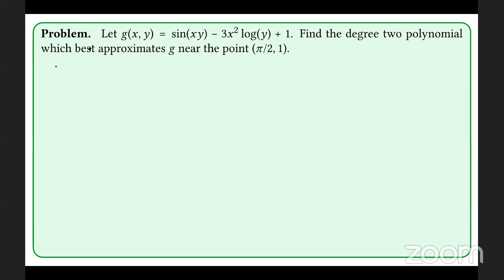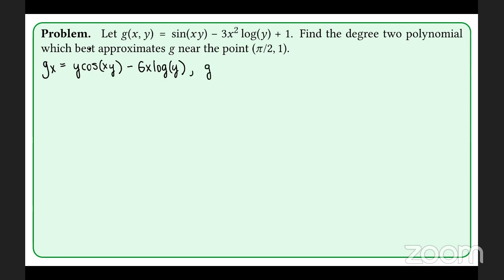So G, partial derivative with respect to x. I'm going to leave a bunch of room here. So partial derivative of G with respect to x is, okay, we have sine of xy, so we're treating y as a constant. So we get y cos of xy, and then we have minus 6x log of y, and then that one is constant.